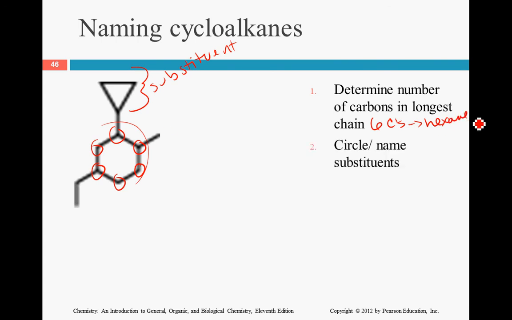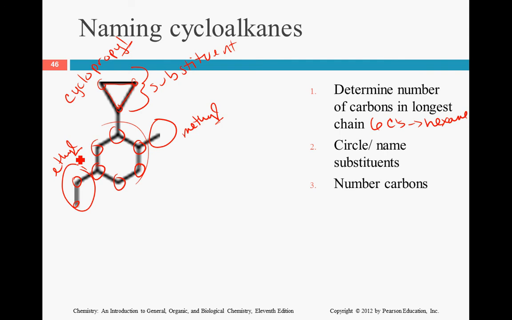Circle and name the substituents. We have one here. That's a methyl. Carbon here and a carbon here. That's 2 carbons. That means this is an ethyl group. This is 3 carbons. 1, 2, 3. All connected. So that means it's cyclopropyl. So instead of being propane, it's propyl. So cyclopropyl. We end it in YL, just like we did the other ones.